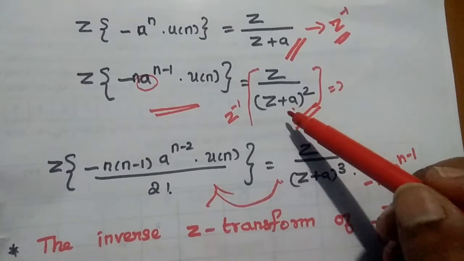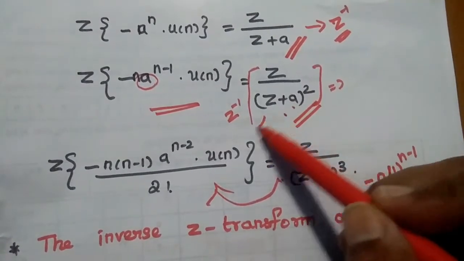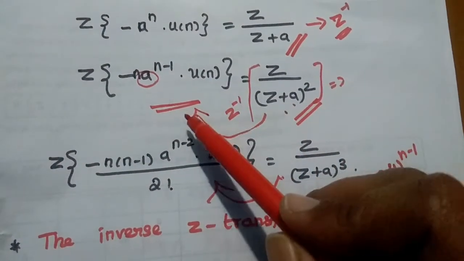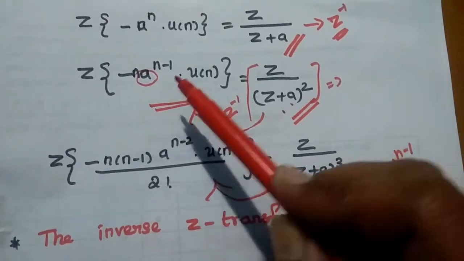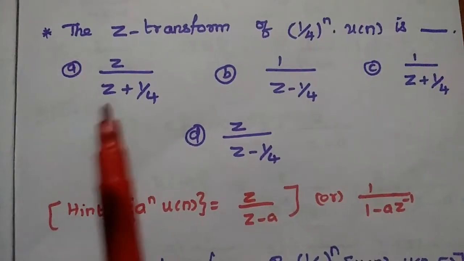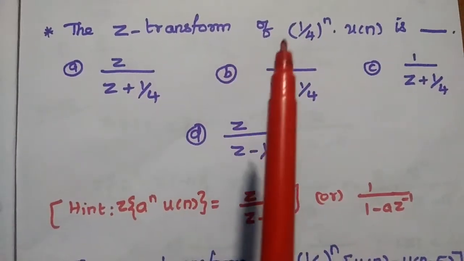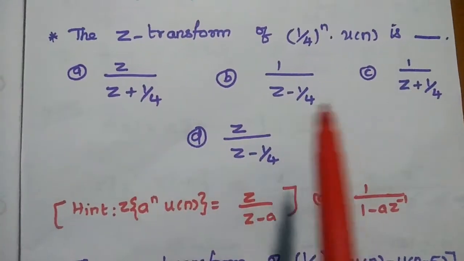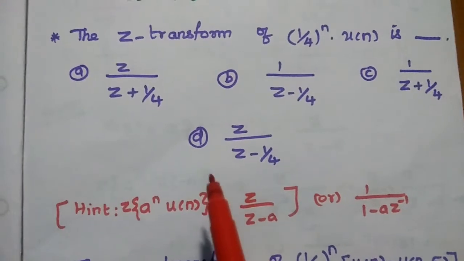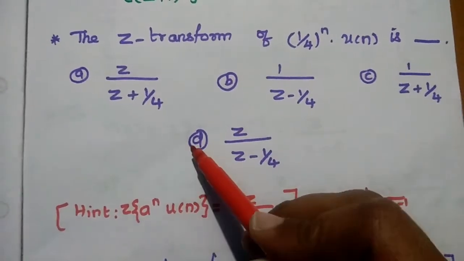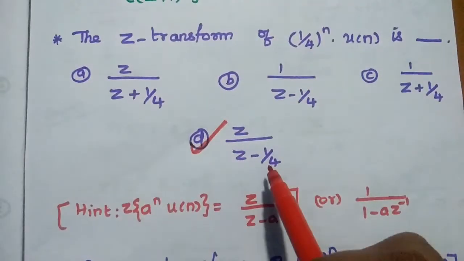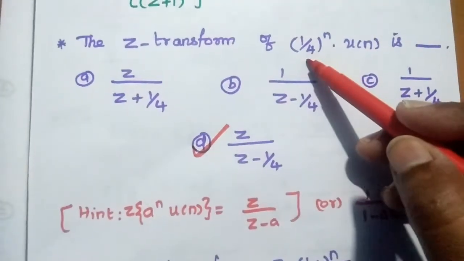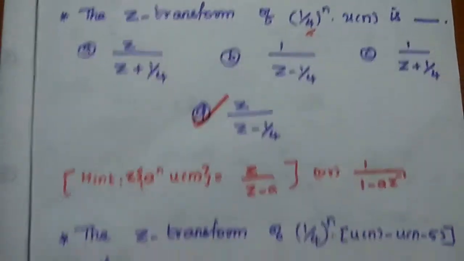They can give this Z transform and ask the sequence, or sometimes they can give the sequence. The next problem is: the Z transform of 1 by 4 the whole power n u of n is. There are 4 choices. Which one is correct? As we already know, it is z divided by z minus a. Here a is nothing but 1 by 4. This is the answer.